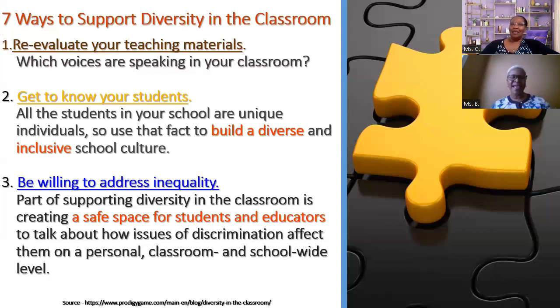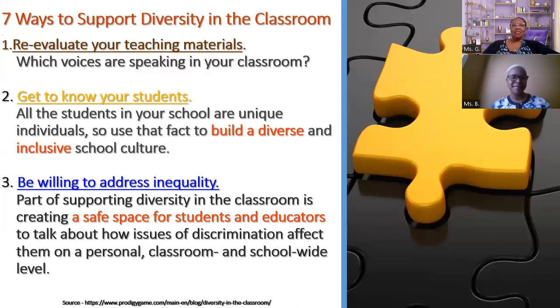So another way, and I guess I wanted to mention this and state it very plainly: diversity does not always mean race. Agreed, agreed. There are so many other things. Ethnicity, gender, even disability. Agreed.